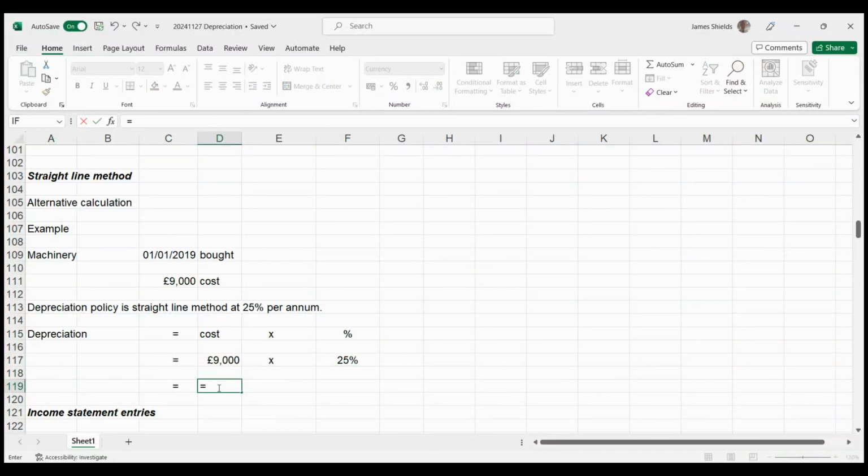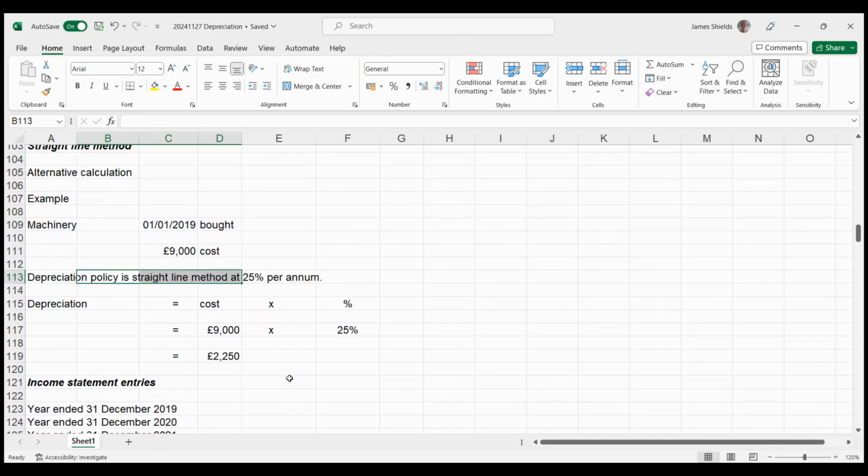So we do 9,000 times 25%, and you get £2,250. So again, it's the straight line method. So the straight line method is going to be the same every single year. So income statement entries.